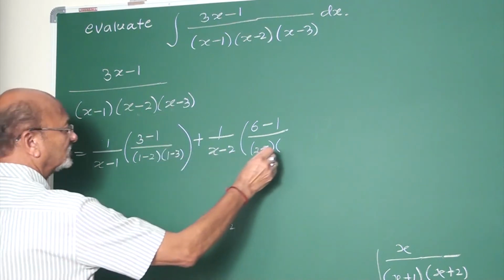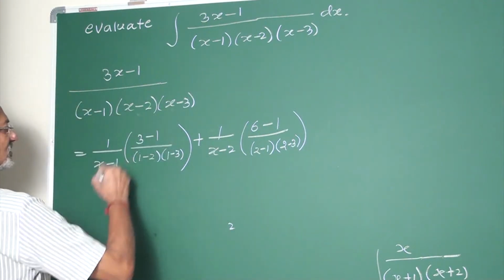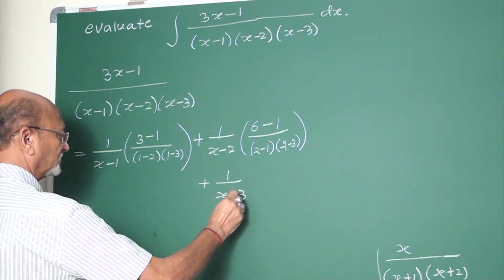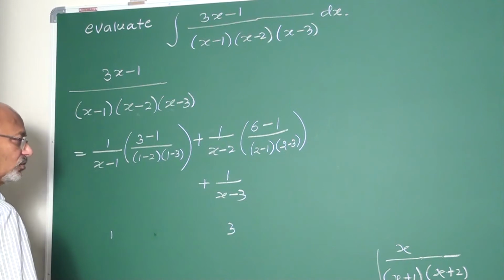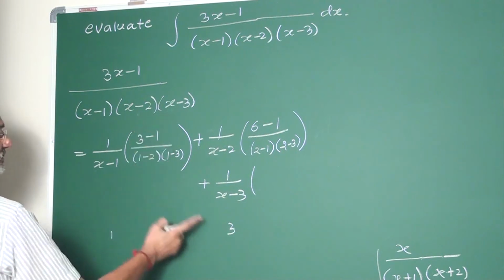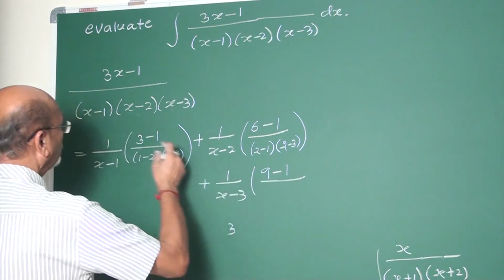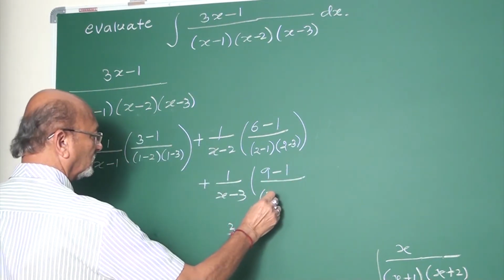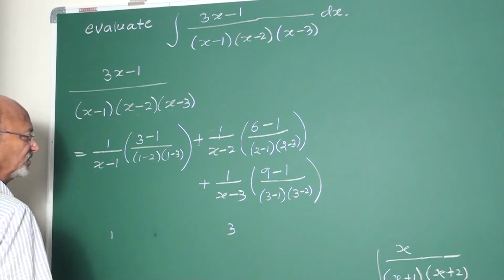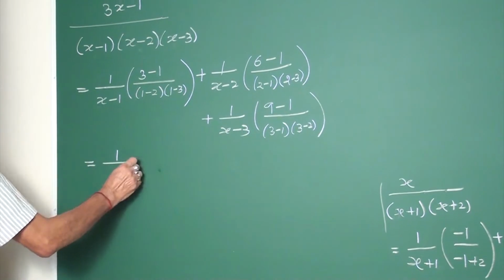It is 2 minus 3. Yes. Third factor is there, plus 1 upon x minus 3. What is the value of x? That makes it 0, so x is 3. This you must put where? Except the last factor. 3 into 3 is 9 minus 1. Denominator, 3 minus 1 into 3 minus 2. Simplify this, my friends. Simplify, equal to 1 upon x minus 1.